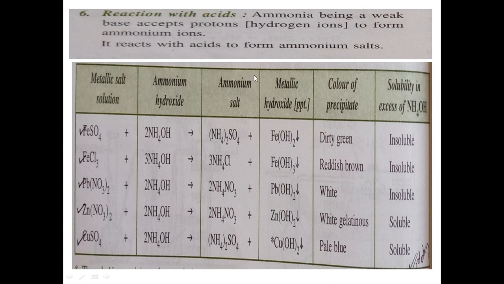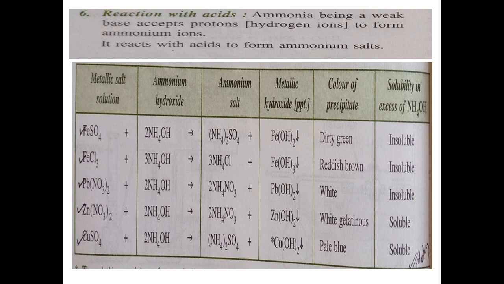So you can see here, metallic salt solution, iron sulfate, combines with ammonium hydroxide to give ammonium salt, ammonium sulfate, plus metallic hydroxide. Most of these reactions we have done in chapter 4, analytical chemistry, in which we learned how to identify different metals by forming different insoluble solids while combining with ammonium hydroxide.